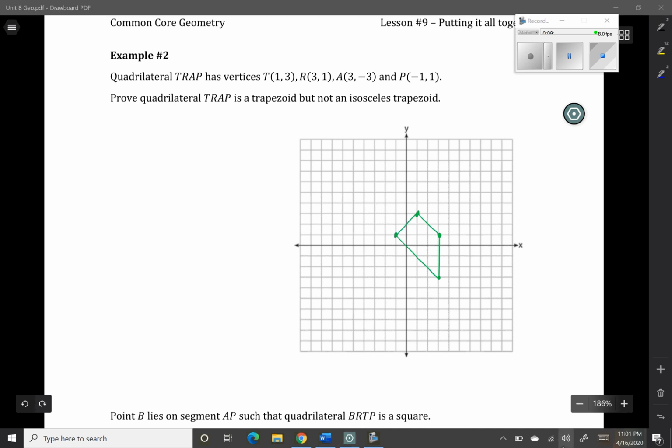We could label this trap, T-R-A-P. Trap for trapezoid, not for trap house. That's a fun little math joke there, right? So let's take a look here.